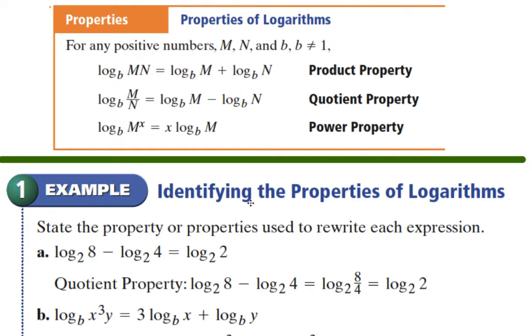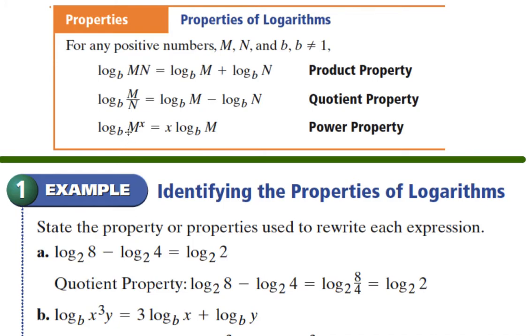Example 1, we're identifying the properties of logarithms. We're not doing anything else. This is just a level 1 knowledge thing. Okay, so the log base b of m times n is equal to log base b of m plus log base b of n. That's the product property. We're multiplying them together, so we separate them with an addition symbol. If we're dividing the values m and n, then we can separate them by subtraction, and that is known as the quotient property.